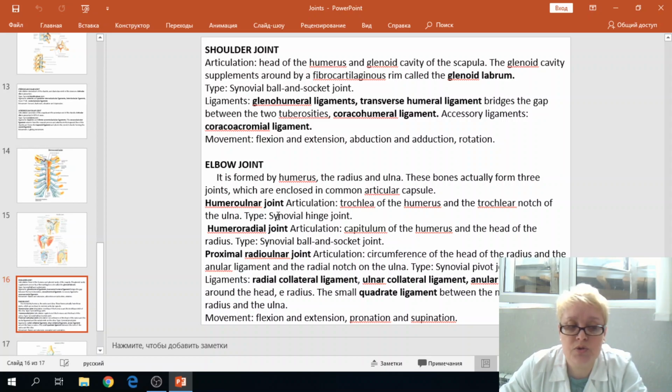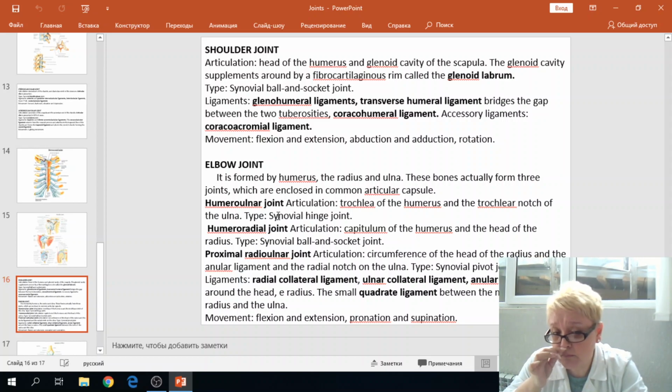Humeroradial joint. In this joint, the head of the radius articulates with the capitulum of the humerus, and the type of joint is a synovial ball and socket joint. And the proximal radioulnar joint. In this joint, the head of the radius articulates with the radial notch of the ulna, and we have here the annular ligament of the radius. Type of joint: this is a synovial pivot joint.